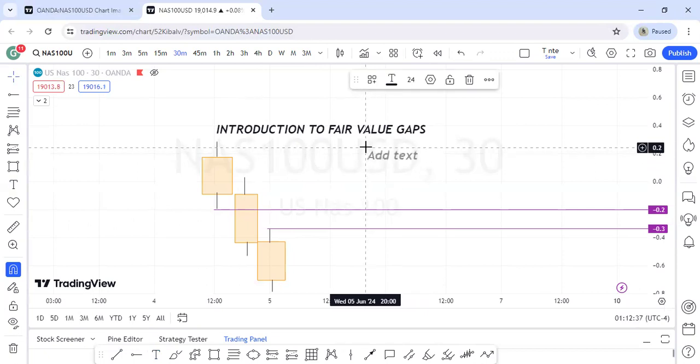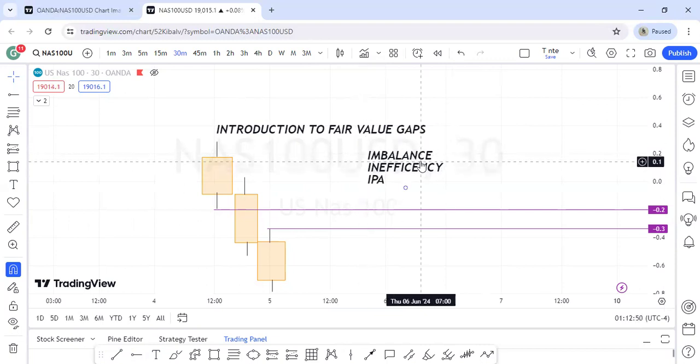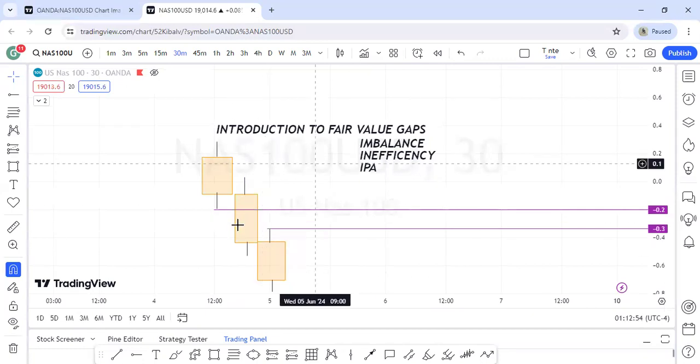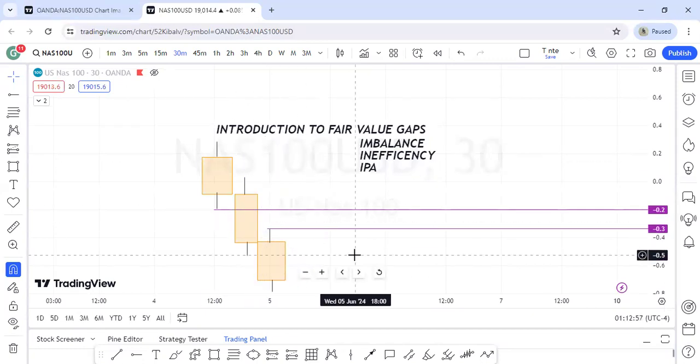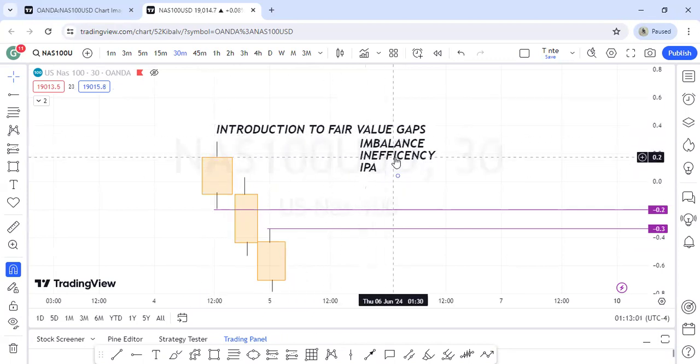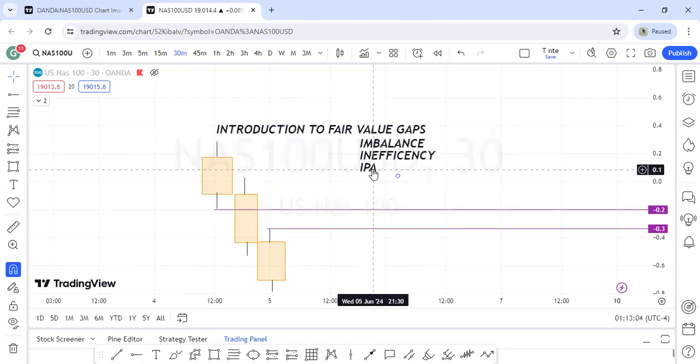Some people call it imbalance. When someone says imbalance, the person is still referring to the same thing. When someone says inefficiency, or IPA, imbalanced price action, it is still the same thing. These are all the words you can use to refer to this single phenomenon. So this single phenomenon is what we refer to as imbalance, fair value gap, inefficiency, imbalanced price action, IPA, or inefficient price action.